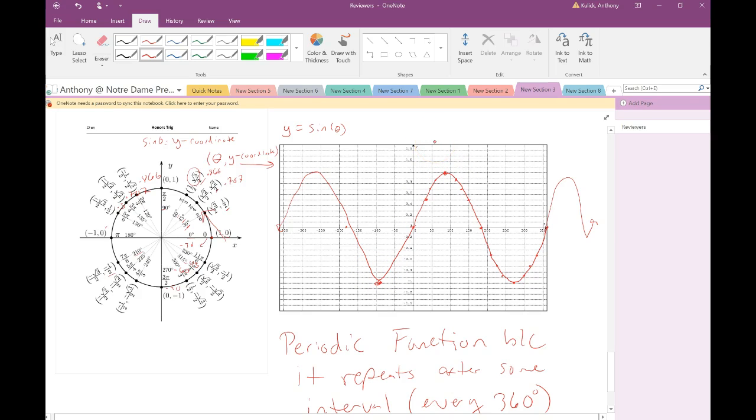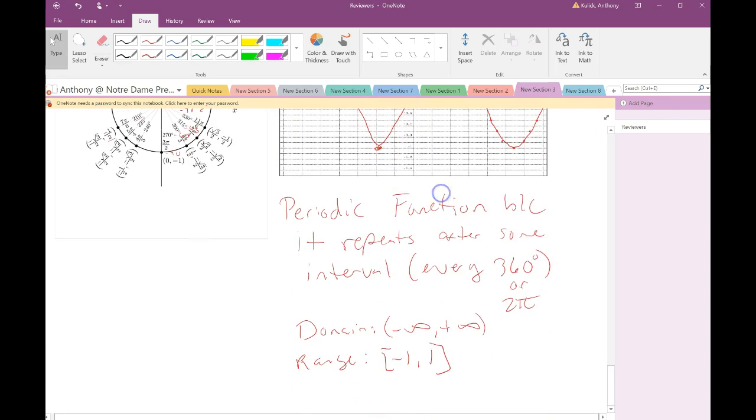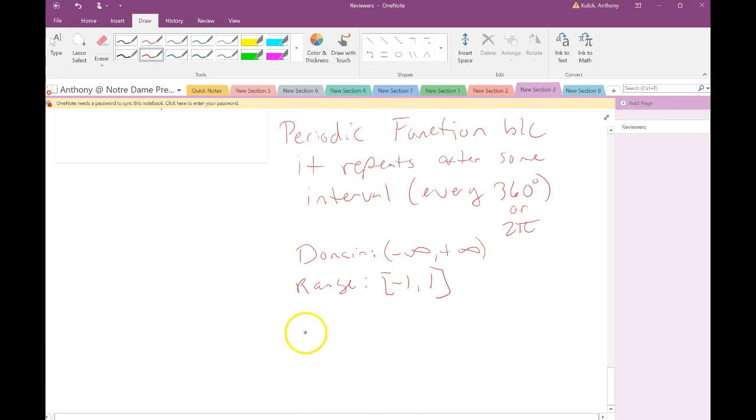Good. The maximum value for this function is, well, 1, right? That's the biggest output for the function, like we have in the range. And the minimum value then is the negative 1, right? That's just the smallest value in the range. Okay.